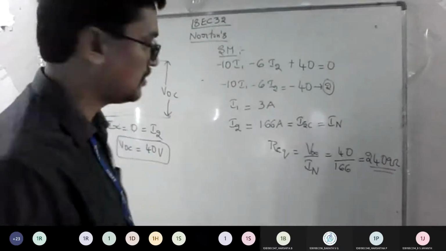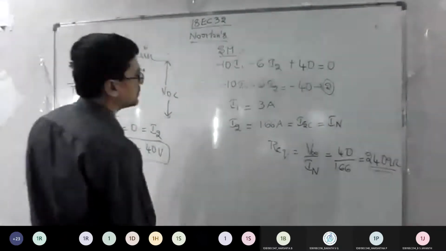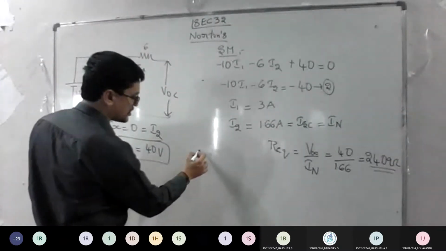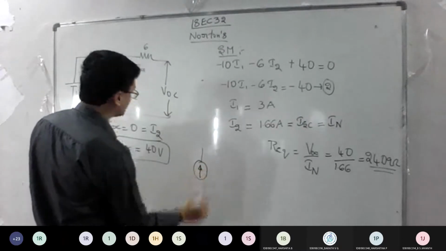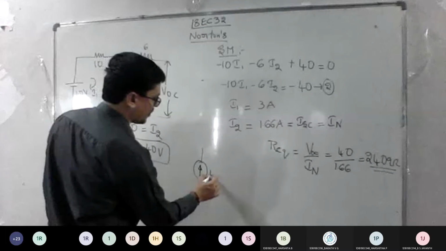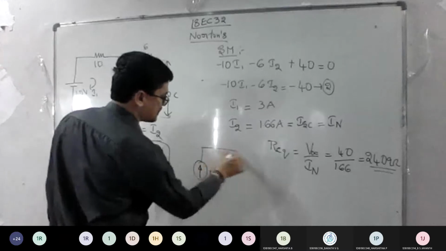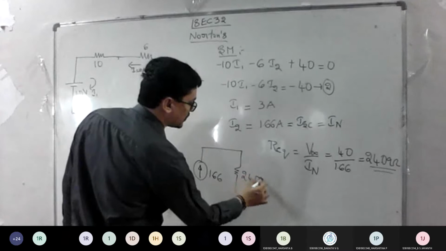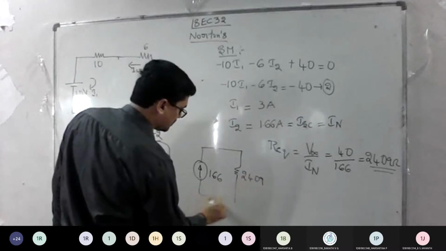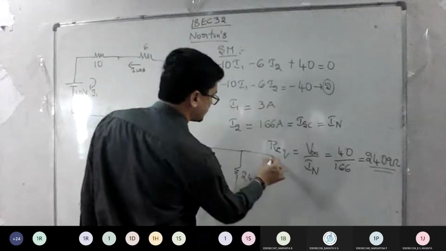So what is the ultimate goal? I need to write an equivalent circuit, right? So write an equivalent circuit. We should have a current source, and the direction was 1.66. For this, in parallel, I should connect this 24.09, whatever you got. Okay, so the 16 ohm will come here.